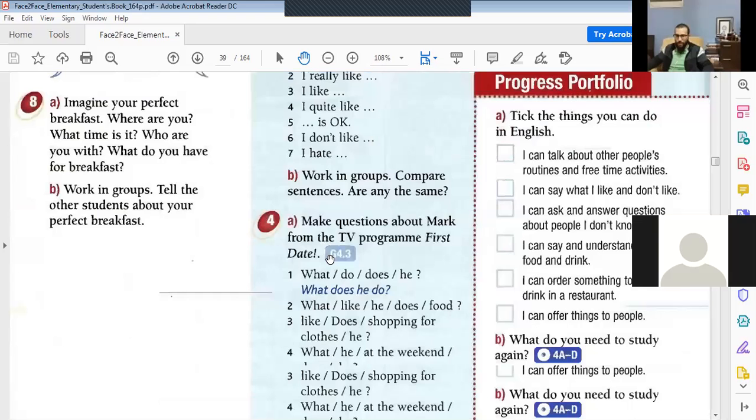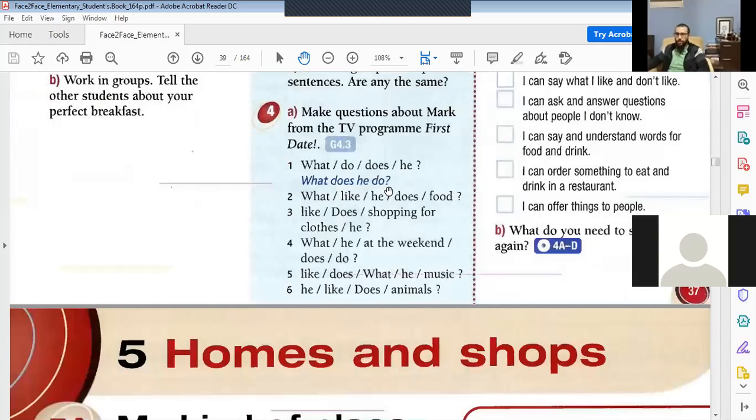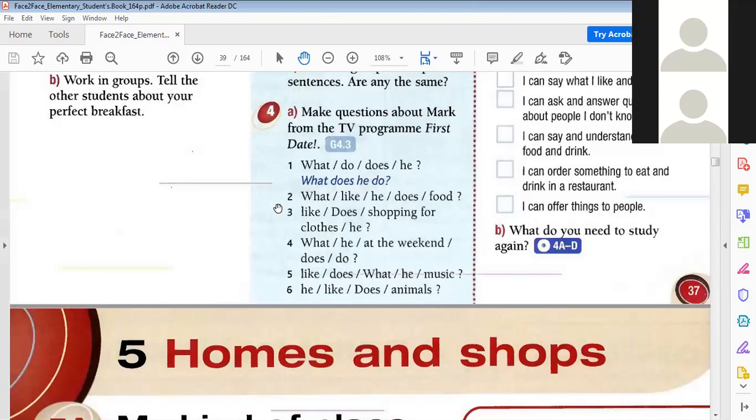We can move on. Let's take a look at number 4. So here we want to organize the questions and put them in the correct order. All right, let's start with Media. I'm going to read number 1 and then Media, you can do number 2. What does he do? What about question number 2? What food does he like? Very good. Can you say it again? What food does he like? Right, excellent. Great.